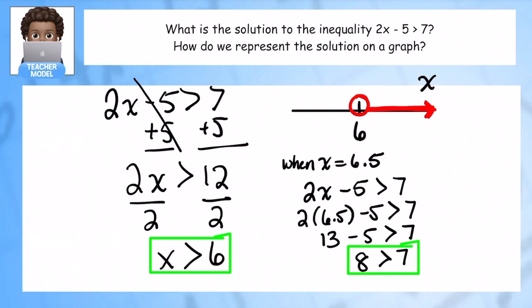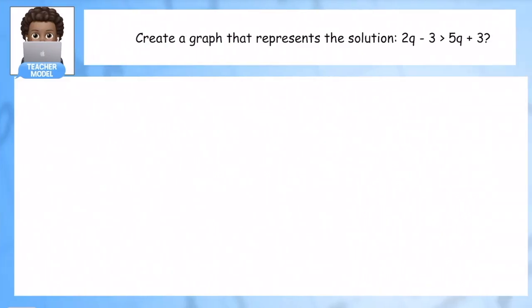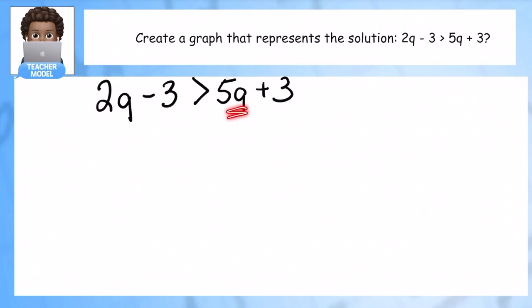And let's go to the second one. All we're doing is graphing, but we also want to check our work algebraically. Let's try with this one. And ooh, this one's spicy. So 2q minus 3 is greater than 5q plus 3. You notice that you have variables on both sides. We want all the variables on the same side. So would we rather move this one over, or this one over? And we're going to use inverse operations to do so.